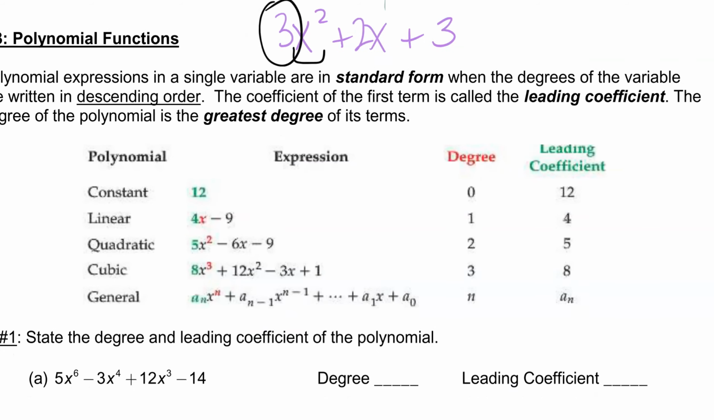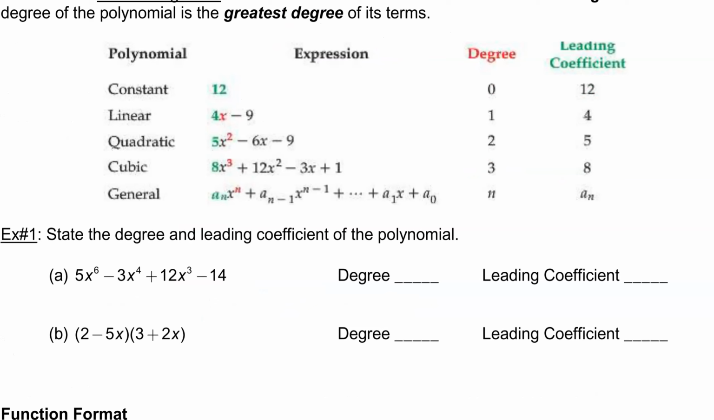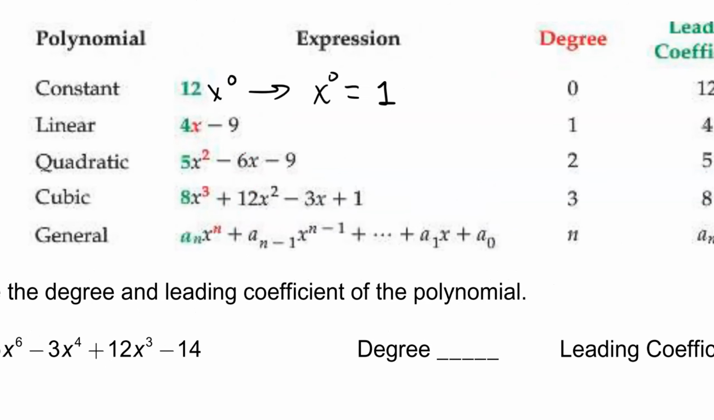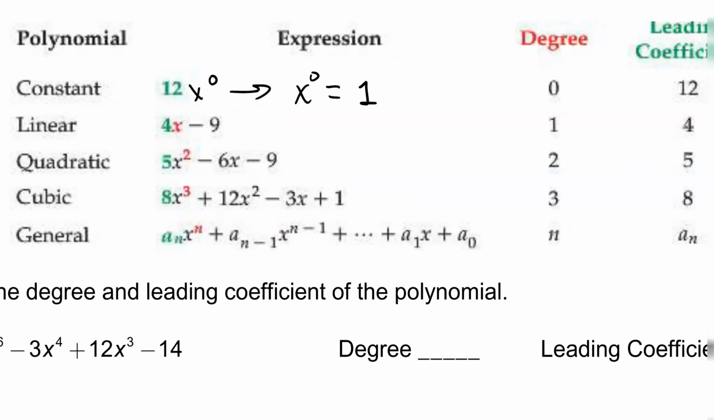All right, so these are all polynomials. The first is a constant because it has no x in it. Technically the degree is 0 because this is 12x to the 0. But remember, anything to the 0 is 1. 4x minus 9 is linear. I think in chapter 2 we covered linear equations. The degree is 1 because that's the exponent for the term with the highest exponent. The degree is the highest exponent.